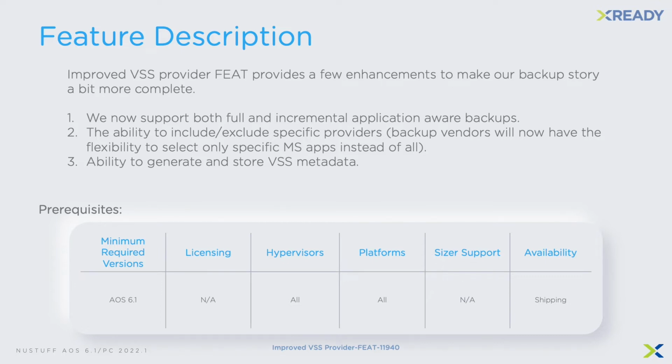As for the prereqs, this feature is a part of AOS 6.1. There is no additional licensing needed. It's supported on all hypervisors on all platforms. This feature doesn't require updates to Sizer and will be shipping once 6.1 is GA'd.